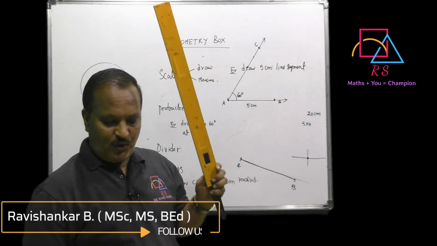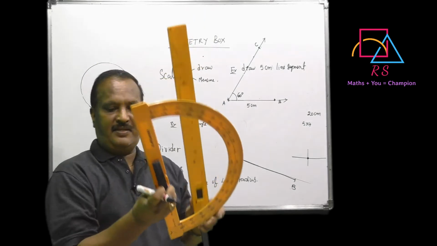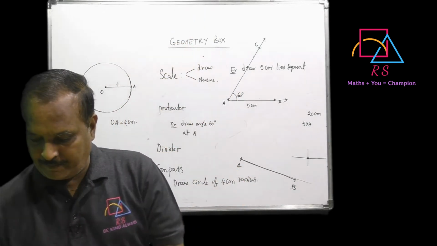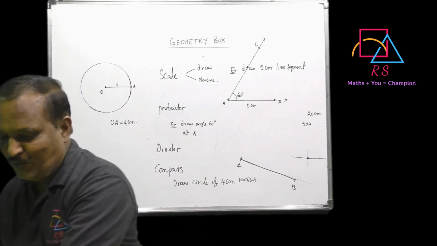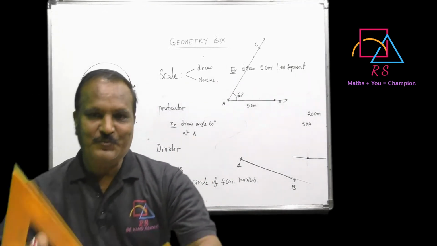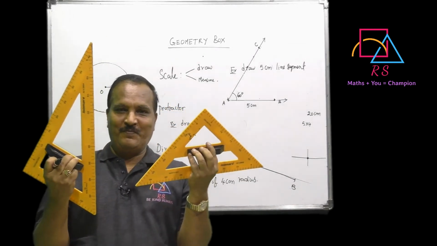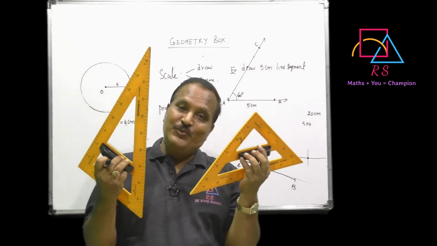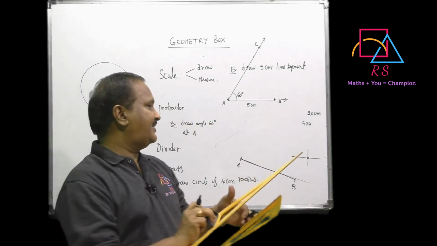Now the scale is over, protractor is over, divider is over, compass is over. There are two instruments like triangle-like things. So these two are known as set squares.